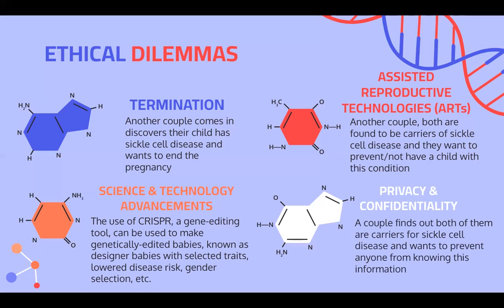Finally, with genetic health comes the conversation of privacy and confidentiality. Let's say we have a couple that finds out both of them are carriers for sickle cell disease and wants to prevent anyone from knowing this information. So, of course, there are laws like HIPAA and GINA, the Genetic Information Non-Discrimination Act, that ensure that our information is private and only shared to authorized people like our medical team. However, what about when one of the couple's siblings is looking to have children of their own and their decisions could be impacted by the knowledge of their carrier status? What if this information could make them eligible for clinical trials for treatments and cures for this condition? How do we unblur these lines?